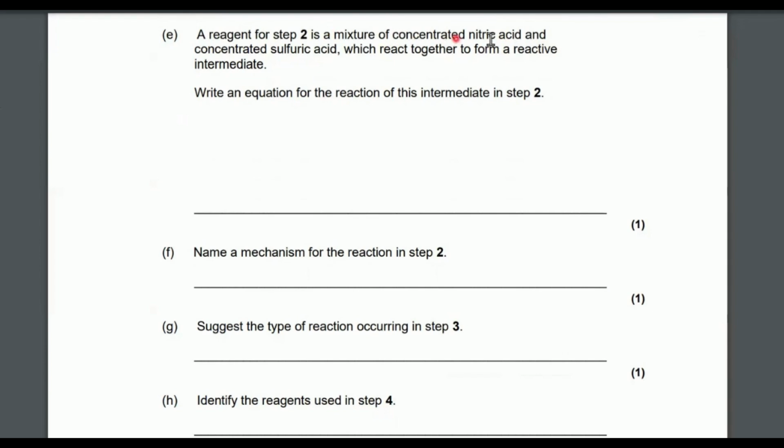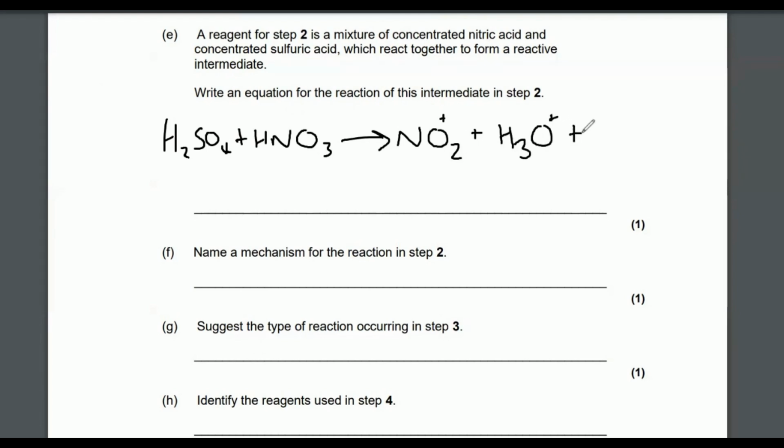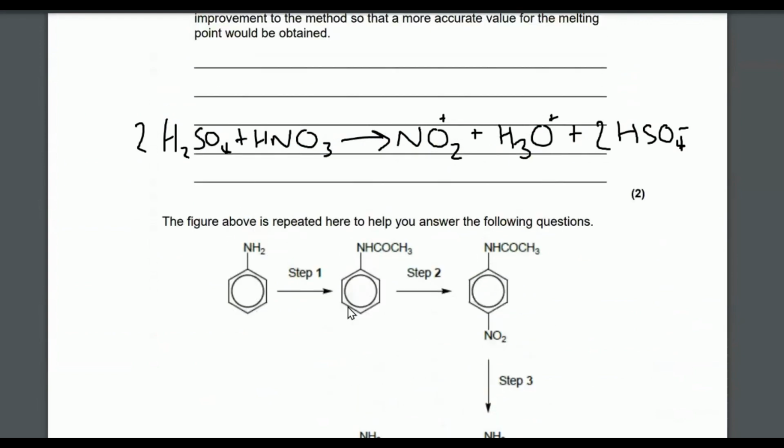We're on E. A reagent for step 2 is a mixture of concentrated nitric and sulfuric acid, which react together to form a reactive intermediate. Write an equation for the reaction of this intermediate in step 2. Oh my days, they are asking us to rewrite the old nitric acid and sulfuric acid equation. Dead easy. That forms a reactive intermediate. Well, it's just sulfuric acid plus nitric acid makes the NO2+ plus H3O+, we did this earlier in this pack, plus HSO4-. Balance it up: 2 in front of the HSO4-, 2 in front of the sulfuric acid. Bob's your uncle, Fanny's your aunt. Boom, equation done.